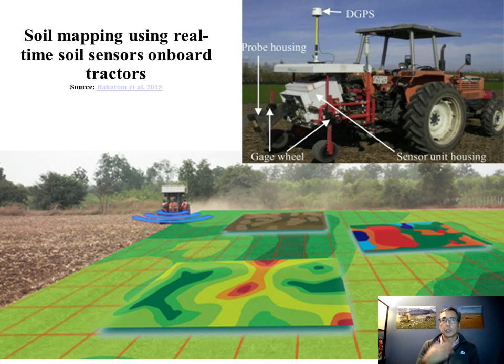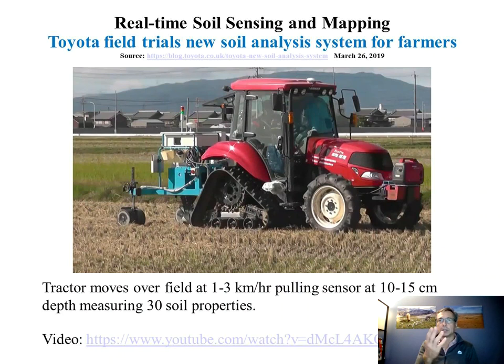There's also soil mapping technologies that have developed. Normally we would go out and collect soil samples by physically taking samples or cores of soil from throughout a field. There's new technology that's being developed that can be attached directly to a tractor, such as this one that's being developed by Toyota.